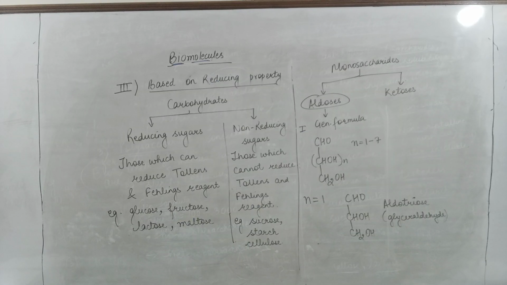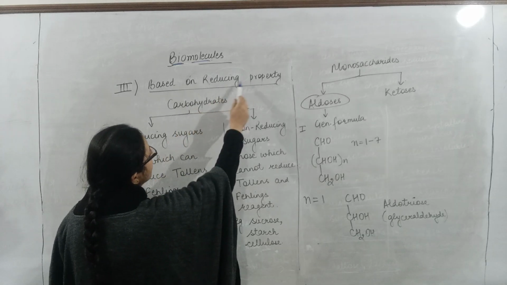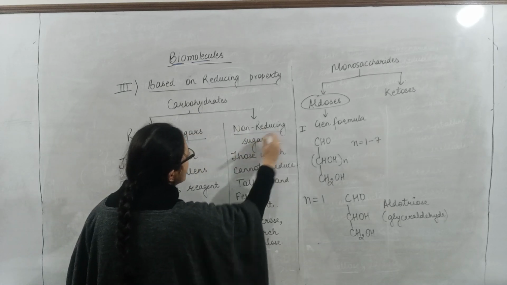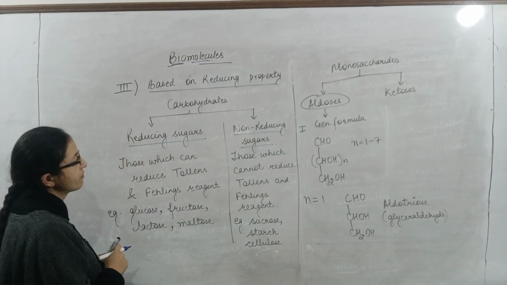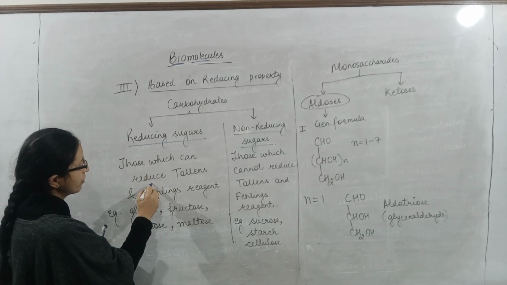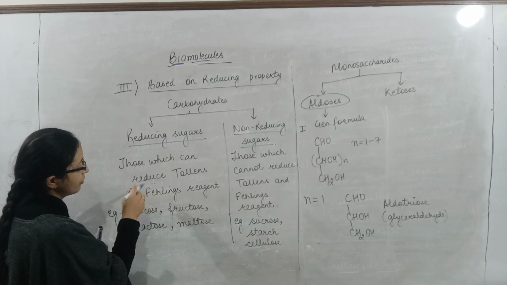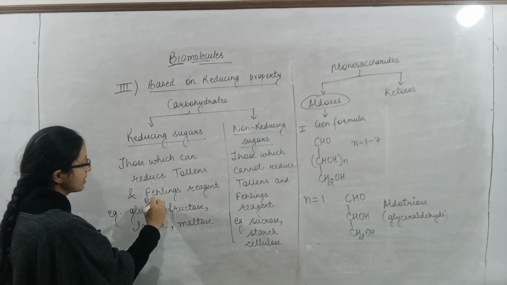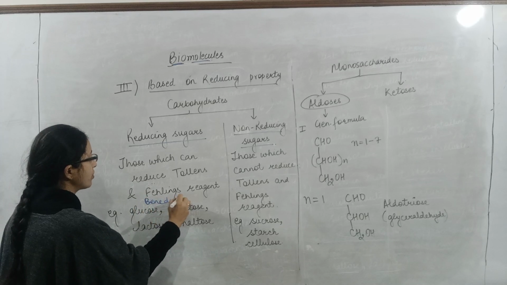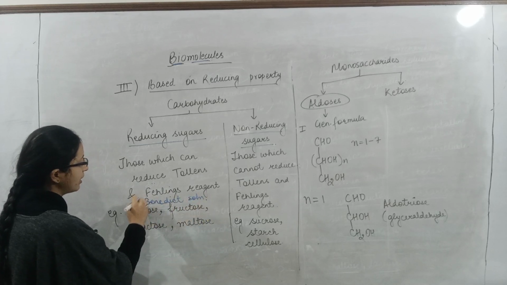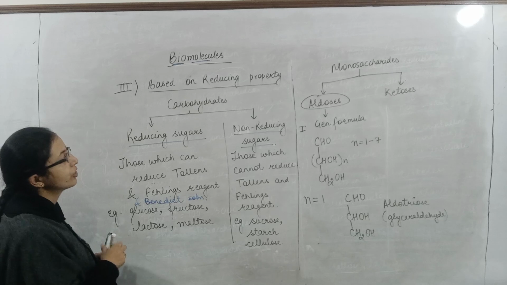Now let's see the third classification of carbohydrates. This is based on the reducing property, right? So carbohydrates are further classified as reducing sugars and non-reducing sugars. Those sugars which can reduce Tollens and Fehling solution, ठीक है, इसमें बेनेडिक्ट भी डाल सकते हैं. Which can reduce Tollens and Fehling reagent and Benedict solution, they are termed as reducing sugars.